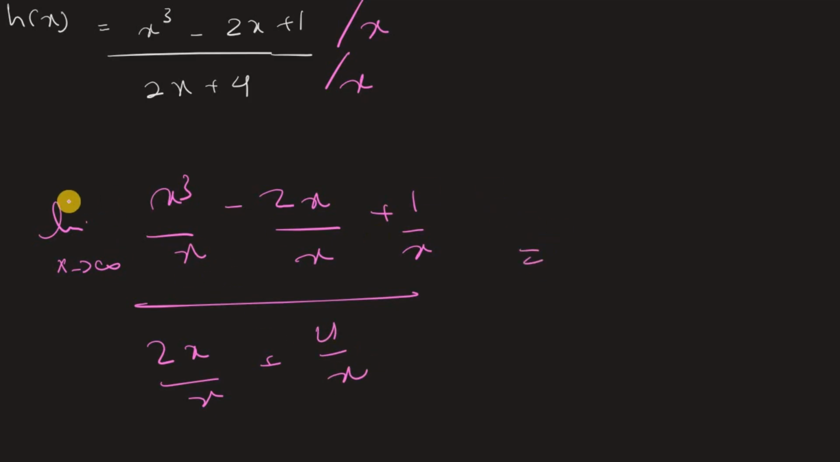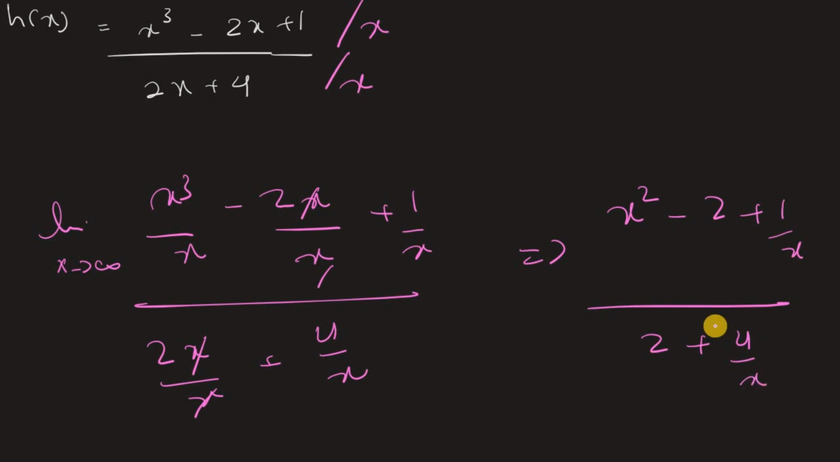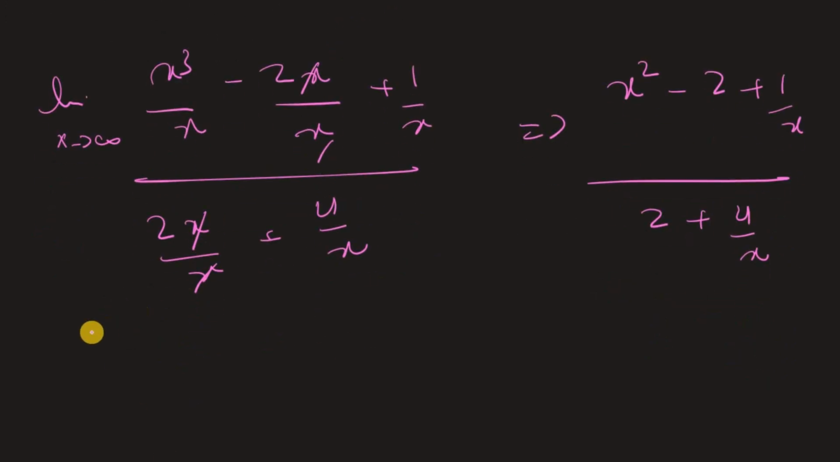Now this is x to the power of 3 and this is x, so 3 minus 1, that's 2. So we're left with x to the power of 2 at the top. Then here this x and x are going to cancel out, so we're only left with 2, and this is 1 over x, and then we have this x and x cancel out, and we're left with 4x over here. Now once we have this, we can plug in our limit.